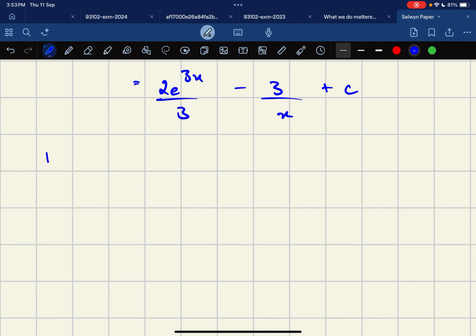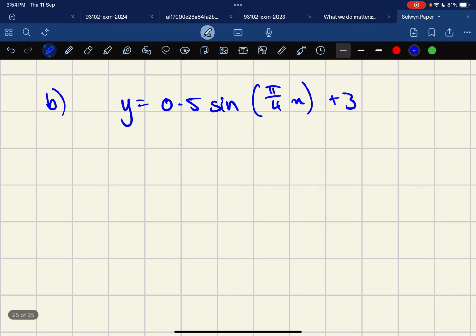Okay, next part. Part B, find the area of the enclosed function y equals 0.5 sine of pi over 4 x plus 3, and the x-axis and the line x equals 6. So what this kind of looks like is, if you were to graph this, right, they want you to find the area between 6 and 0, essentially, between the y-axis and the line x equals 6.